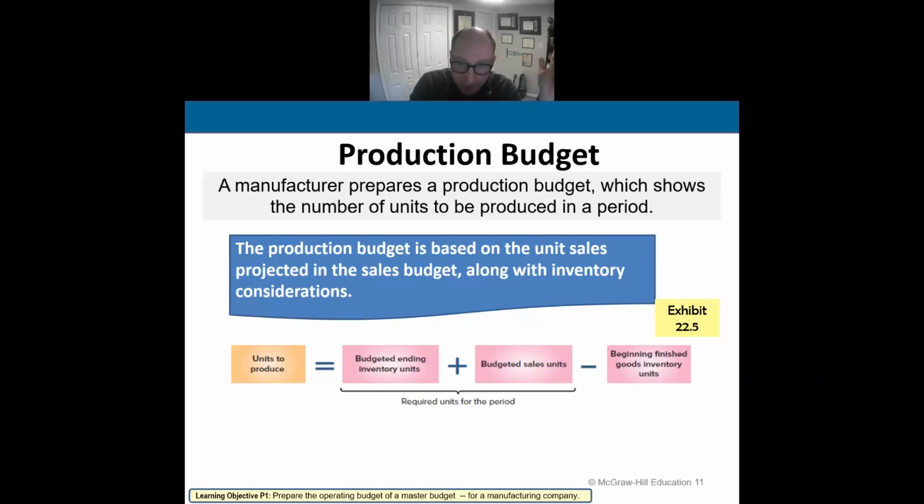So if I'm going to end the current year with 5,000 units, so 5,000 plus 20,000 minus 5,000, means I need to make 15,000. So budgeted ending inventory units, 5,000, plus budgeted sales units, 20,000, minus beginning finished goods inventory in units. That's how many units are left in inventory at the end of the previous year, 5,000. Means I need to produce 15,000 units.